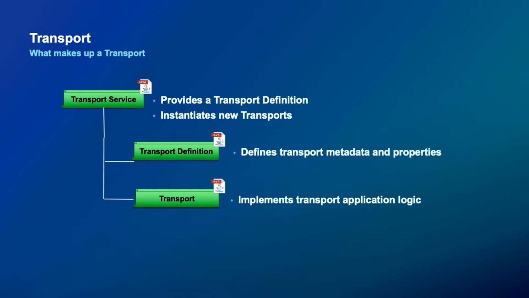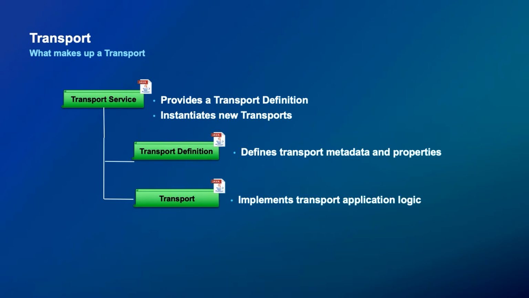The transport itself contains the application logic, such as subscribing to an MQTT broker for messages or reading files from a folder. And then the transport service. This is the hook into everything else. The GeoEvent server first finds the transport service. It asks for the reference of the definition so it can present properties to the user interface. When the user clicks on the Save button on the input or output page, then the GeoEvent server asks the service to create an instance of the transport.